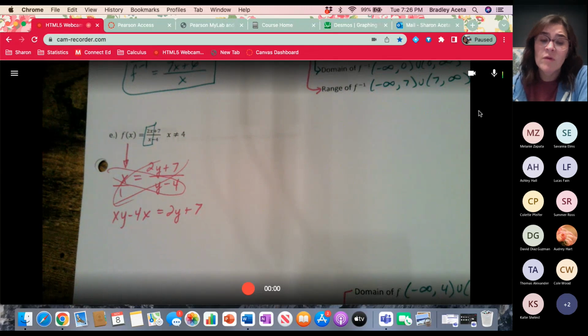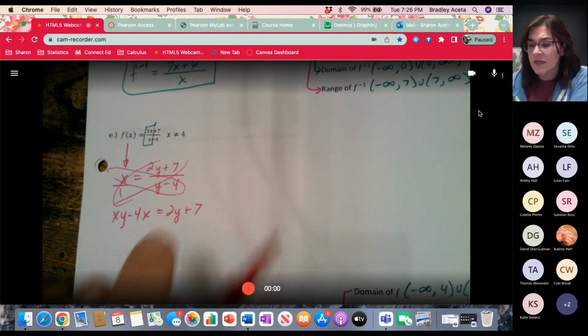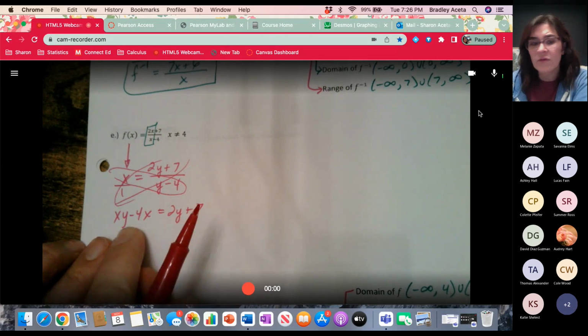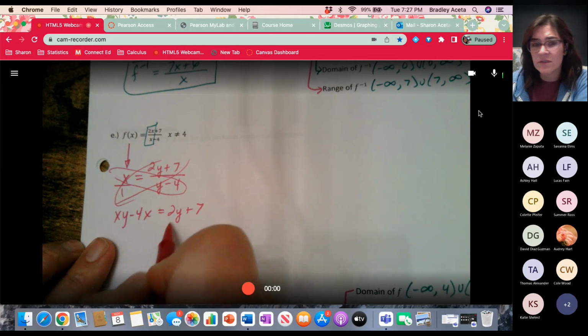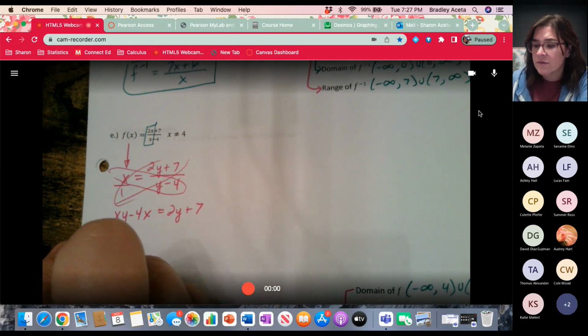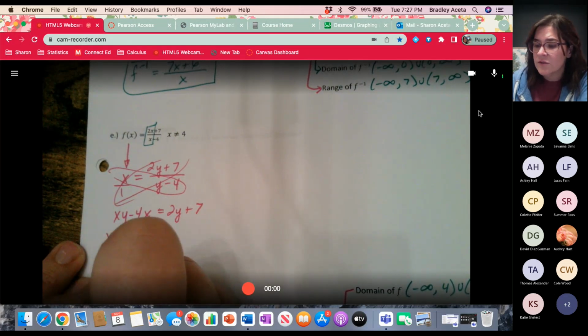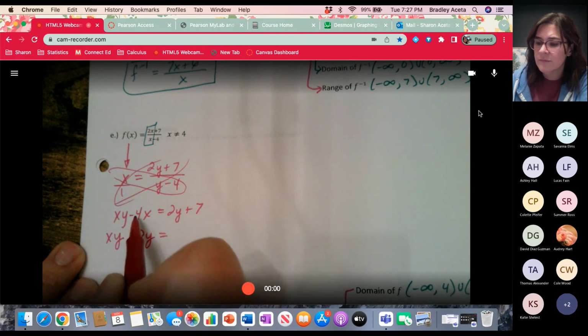Now, you have multiple Y's here. So you want to get all your Y's on one side and everything else that doesn't have a Y to the other side. So this Y, I'm going to move over to that side, and this 4X I'm going to move. So I'm pretty much switching these two spots. So XY, I'm going to minus the 2Y over. I'm going to add the 4X over to that side.